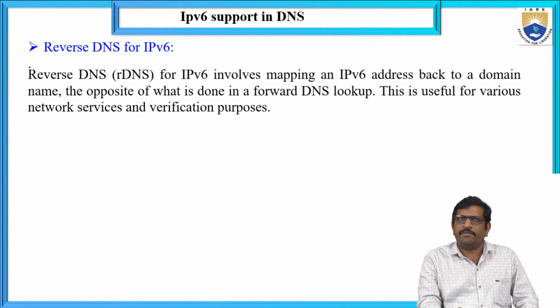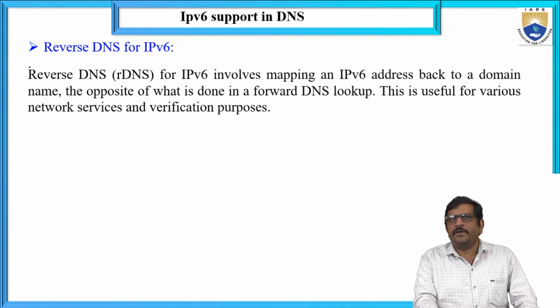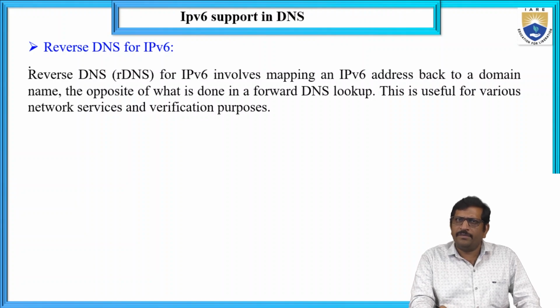Next, reverse DNS for the IPv6 protocol. Reverse DNS, the reverse Domain Name System for IPv6, involves mapping an IPv6 address back to the domain name. By reversing the address, we get back to the domain name. That is the opposite of what is done in a domain name system lookup. This is useful for various networking services and verification purposes.